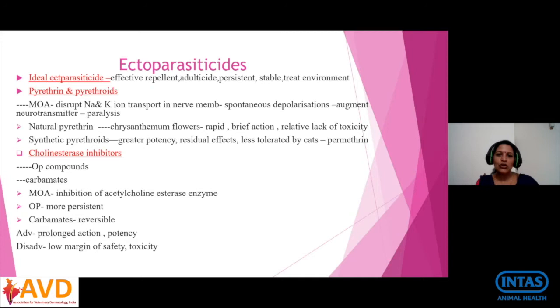An ideal ectoparasiticide should be an effective repellent and should have adulticide action. It should be persistent and stable in light, not destroyed by sunlight. Most important, it should be able to treat the environment, because the life cycle of most of these ectoparasites is mostly in the environment. So the environmental stages should also be taken care of for prevention.